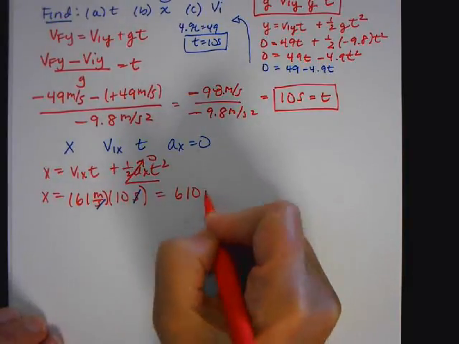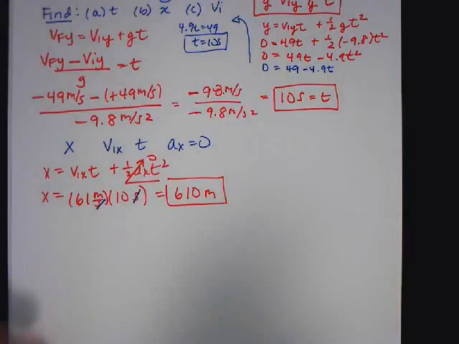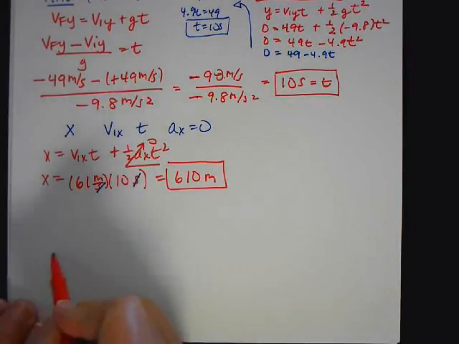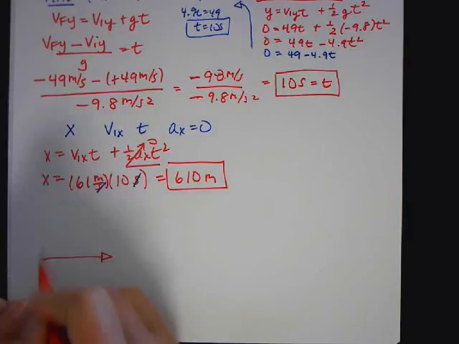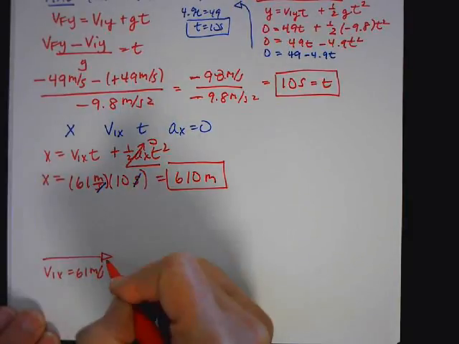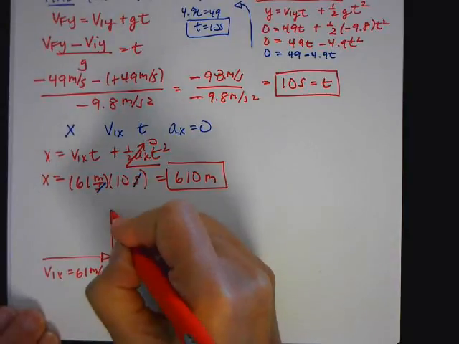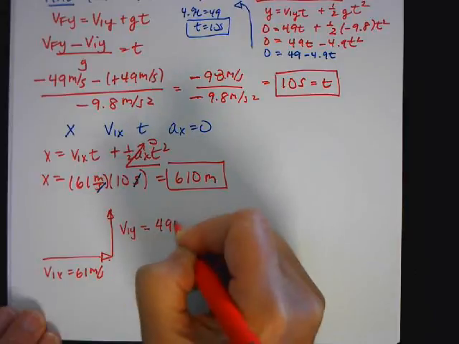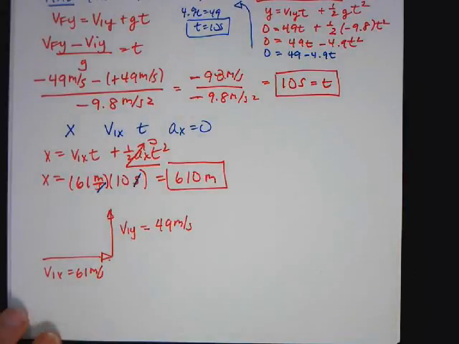Now for the last part, if you're not sure, you draw your picture. They want to find VI. So VIX looks like this. This is VIX, which is 61. From the head of this vector, I do the tail of the other. This is vertical. VIY is equal to 49. From where I start to where I end up, this is VI.